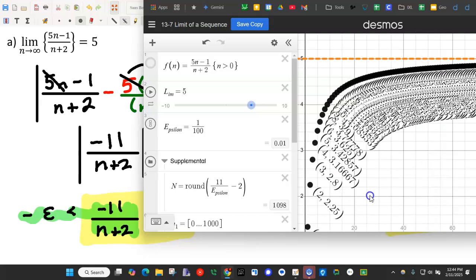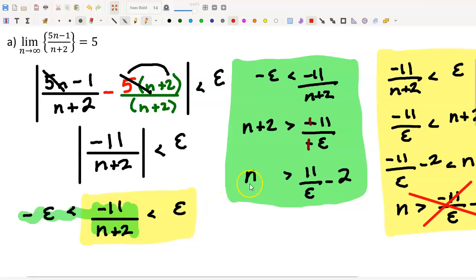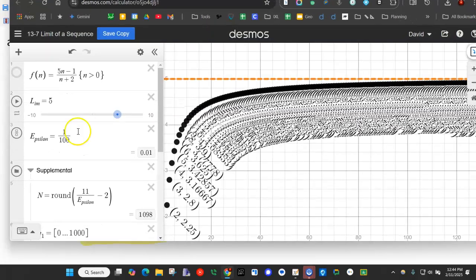And we can see we're approaching from the bottom. It's another reason why the first inequality turned out to be the correct one, because this is increasing as it goes up. And right now epsilon is 1 over 100. It's saying the 1098th term will get you there. That means starting with the 1099th term, that's the one that'll actually be within 0.01 or 1/100th of the limit.